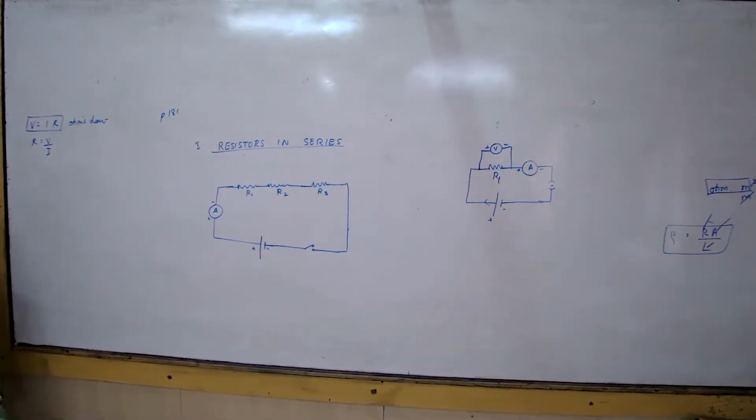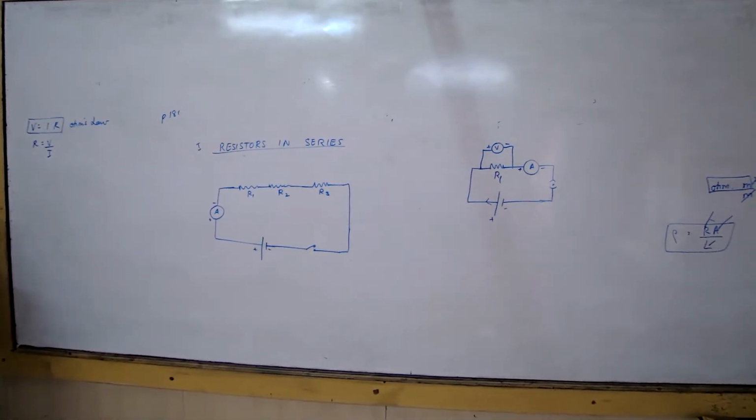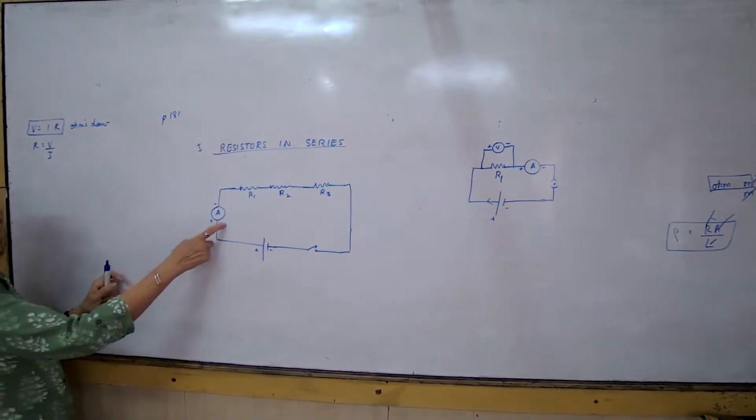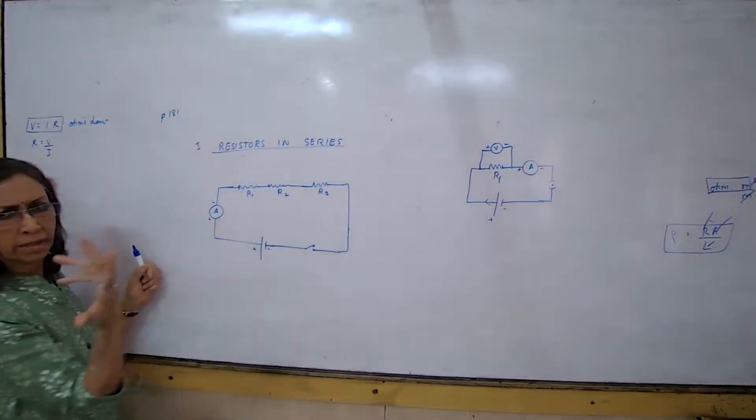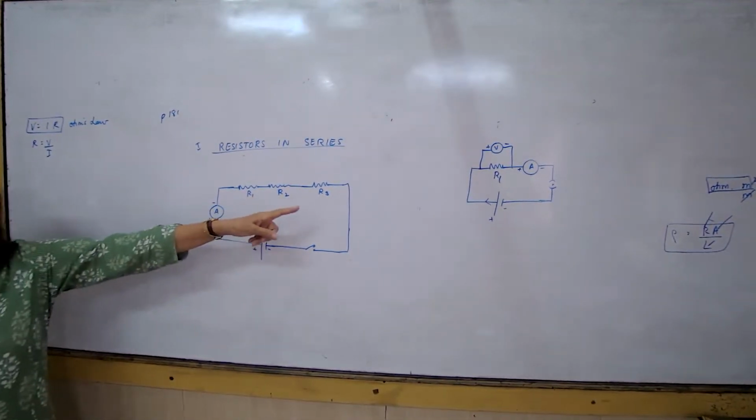Is it the same? What is different? There is one more resistor, but the rest of the circuit diagram is the same. Whether I put the ammeter here or I put the ammeter here, it is the same because it is only measuring the amount of current. Now I want to find out what is the total resistance.